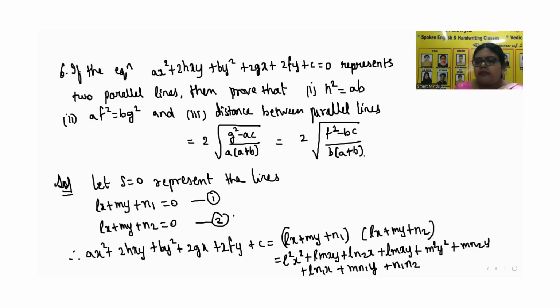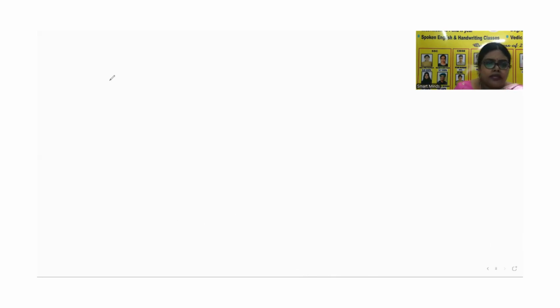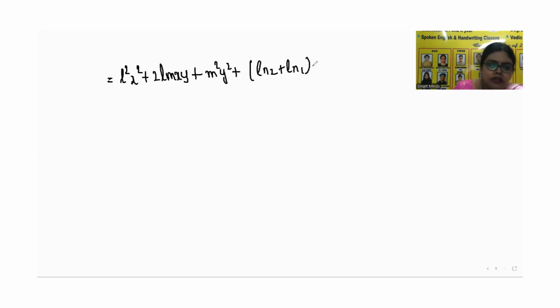Now again we take the similar terms common. So we get that is equal to L square x square plus there are two LMxy terms, so that will become 2LMxy plus M square y square. If I take x common, we get Ln2 plus Ln1 into x. If I take y common, I will get Mn2 plus Mn1 into y plus n1 n2.